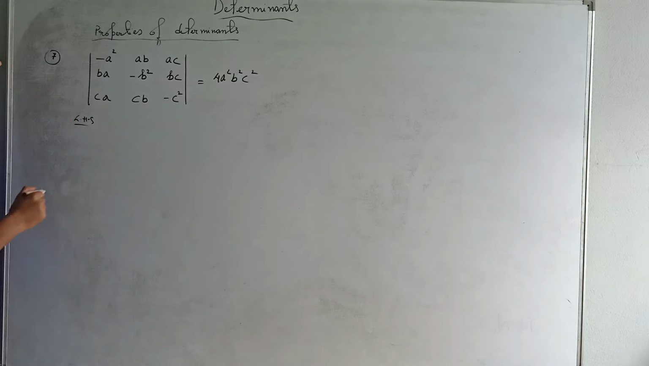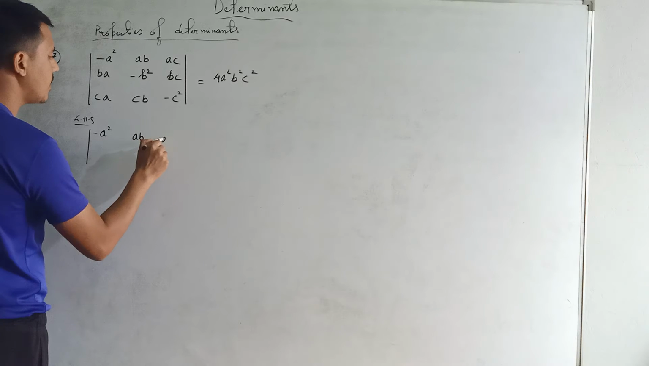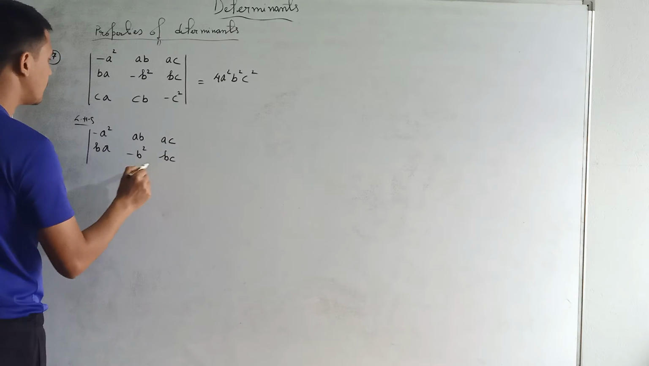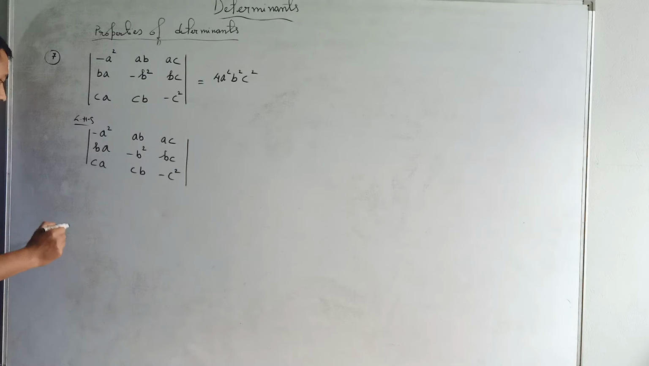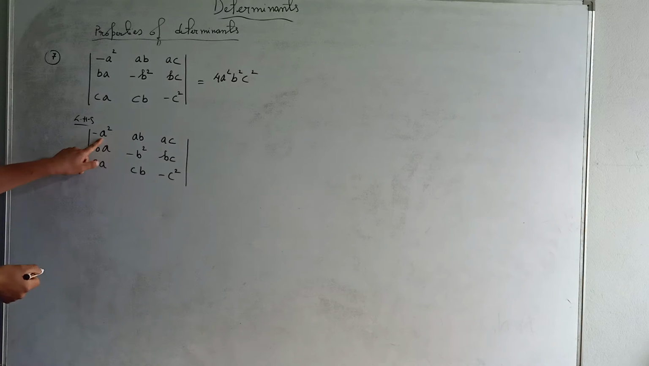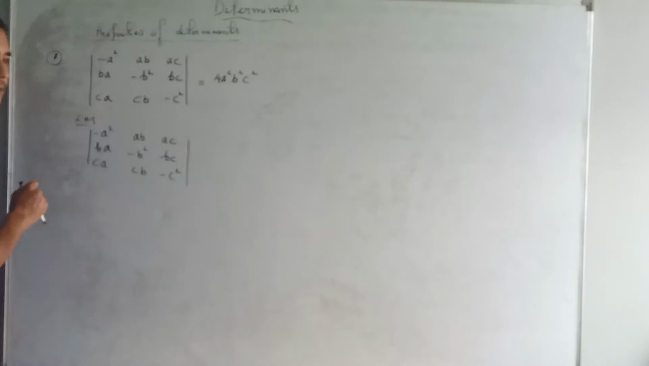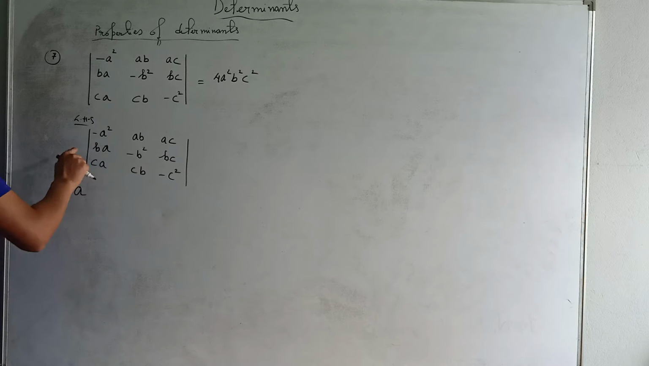So look on your left hand side. We have minus a square, ab, ac; ba, minus b square, bc; ca, cb, minus c square. Is it correct? Now we have a as common on the first row, b as common on the second row, c as common on the third row. So from the first row I take a common, from the second row b common, from the third row c common.